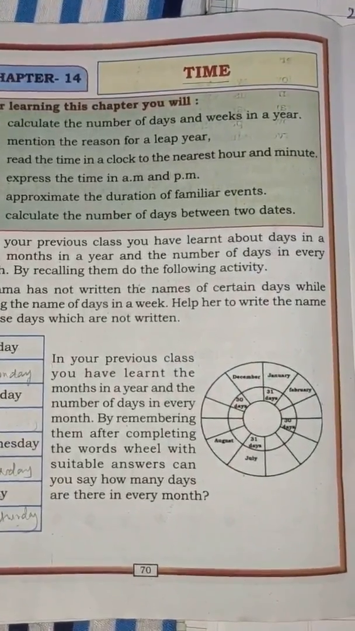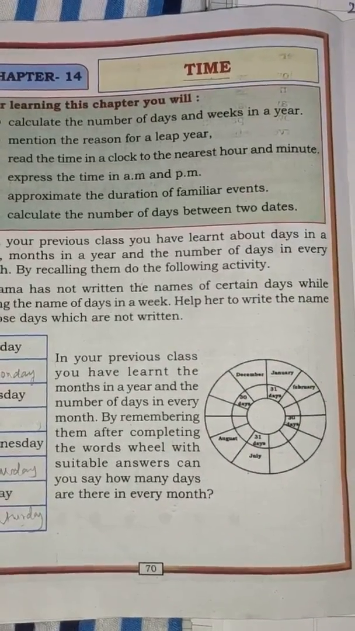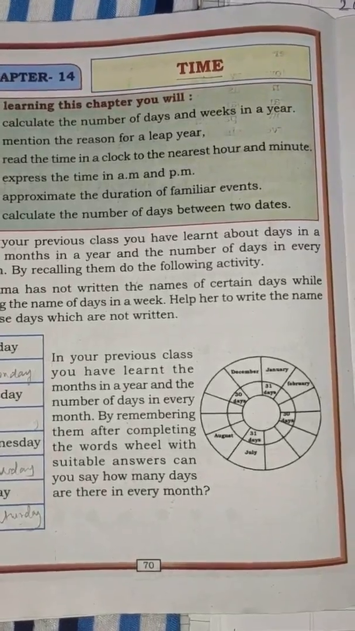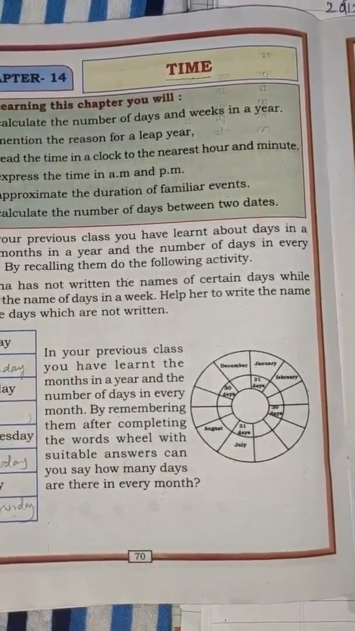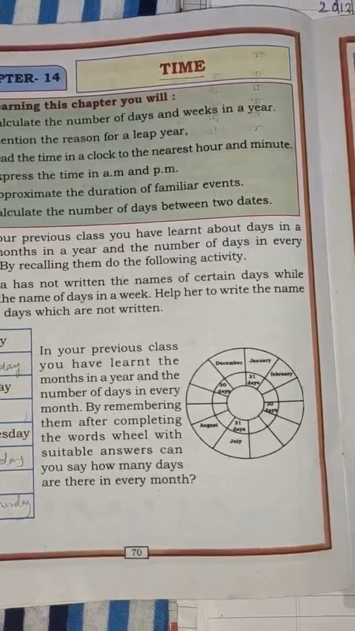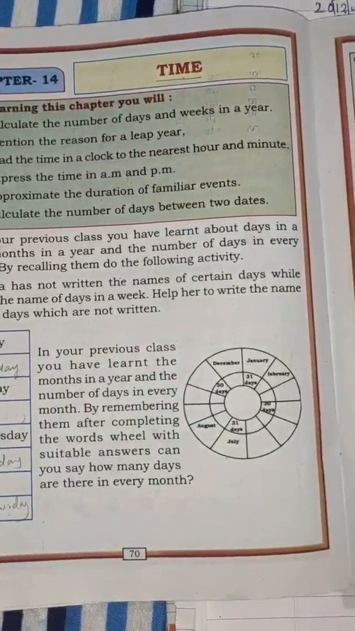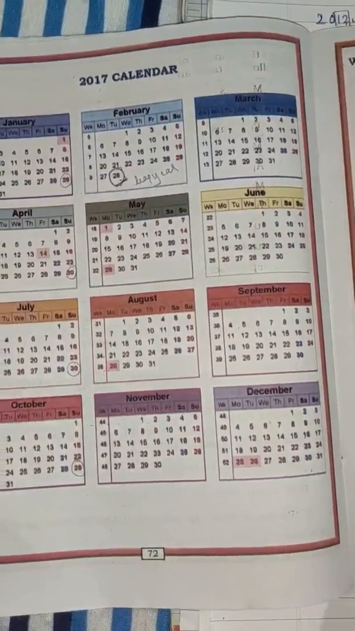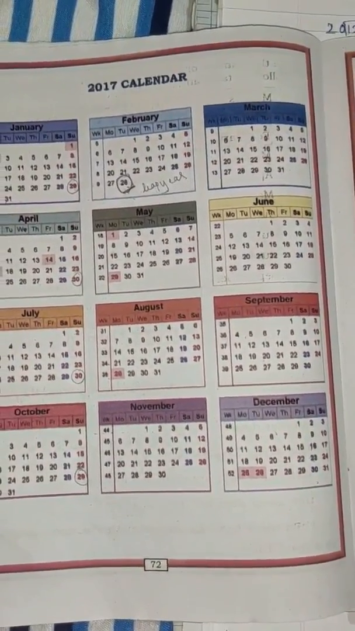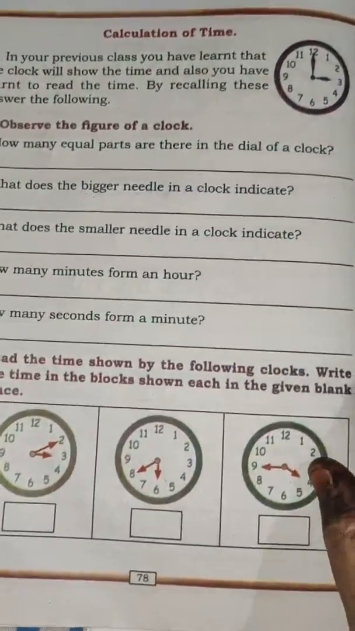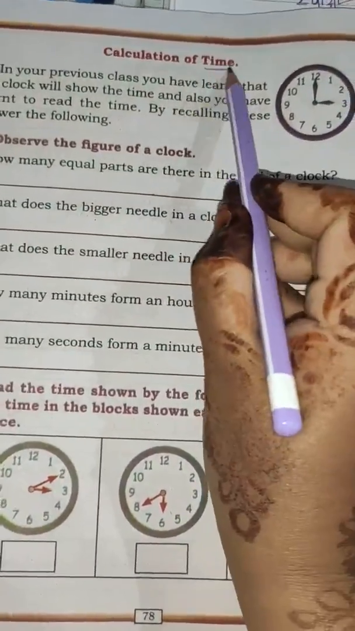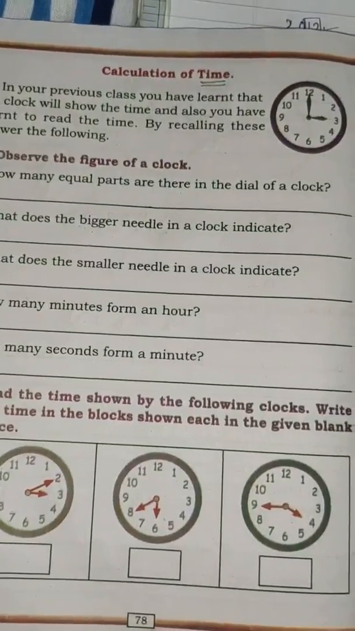So children, in the previous class, you have learned what a leap year is, how many days there are in a week, and how to see the days by using your fist, and you came to know how you can calculate the leap year. Yes or no? Okay, today we'll start with one more new topic of this lesson, that is calculation of time. How to see the time, how to calculate the time.